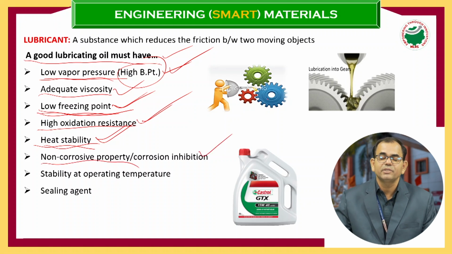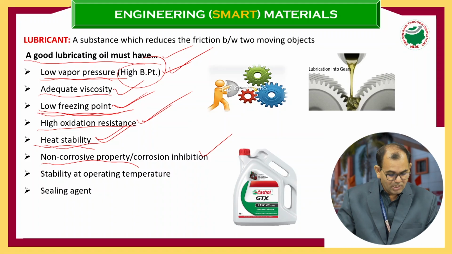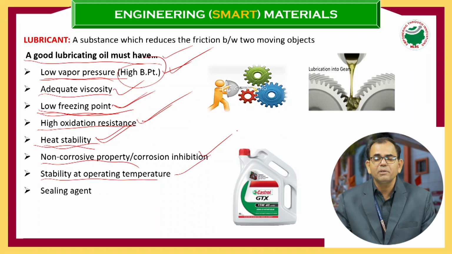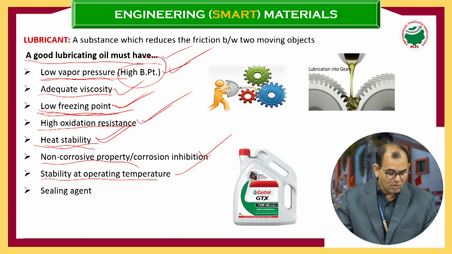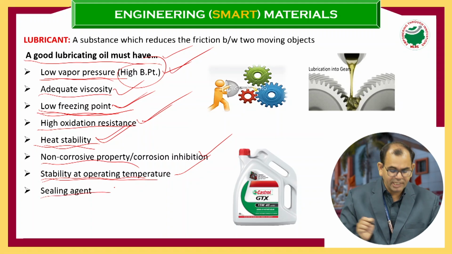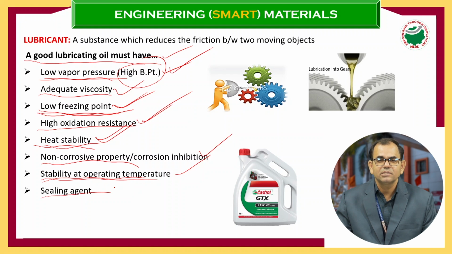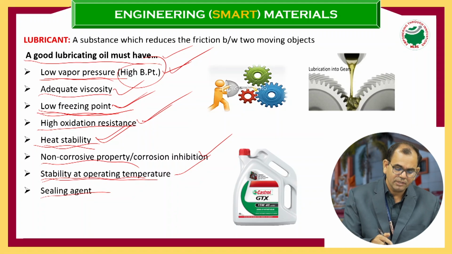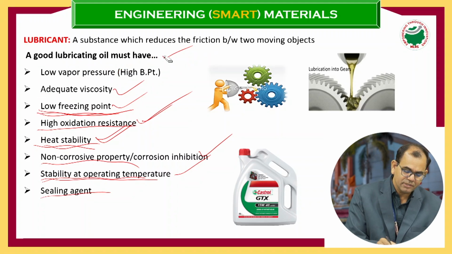Non-corrosive property, corrosion inhibition. Your lubricant should be corrosion resistive, or have corrosion inhibitory properties. Stability at operating temperature. Sometimes we will be using the car for several hours, so at such high temperatures also the lubricant should be stable. There should not be any evaporation. Okay, and it should act as a proper sealing agent. So these are the very important characteristics of lubricant oil.